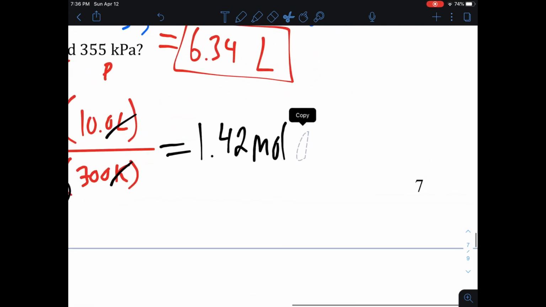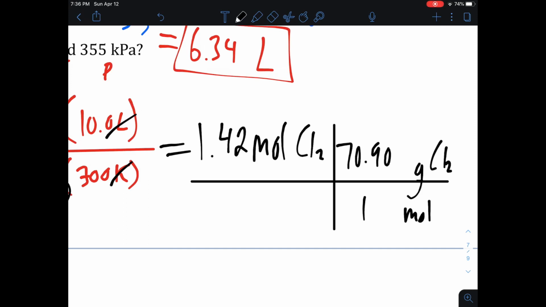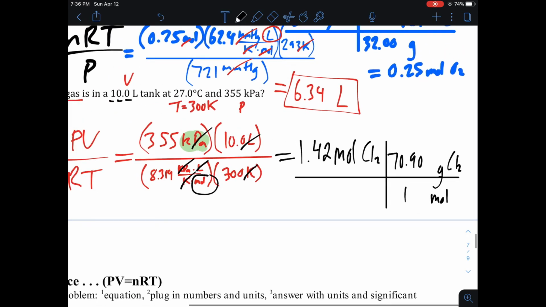Well, that's moles of Cl2. We can convert to mass pretty easily. Just gotta use our molar masses from our periodic tables again. Moles on bottom, grams on top, and the molar mass of chlorine is 35.45 if memory serves. Doubling that would be 70.90 grams. Multiply that by our moles that we solved, and I get an answer of, with 3 sig figs, 101 grams of Cl2.